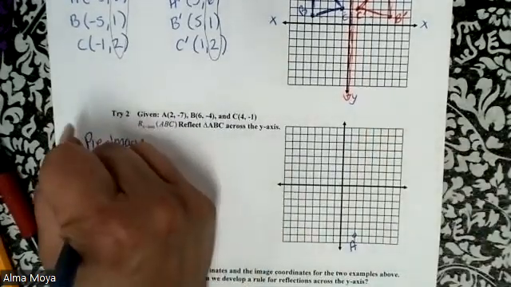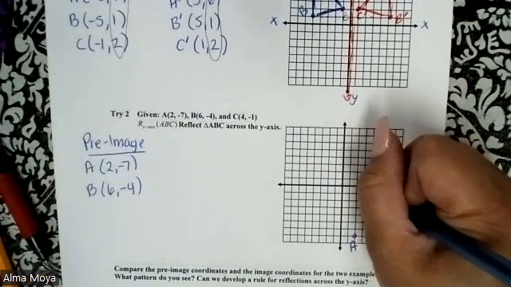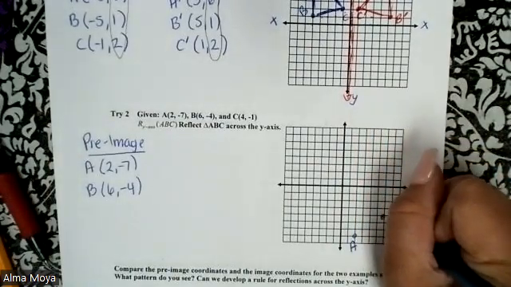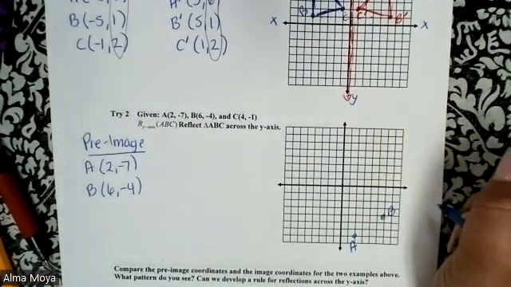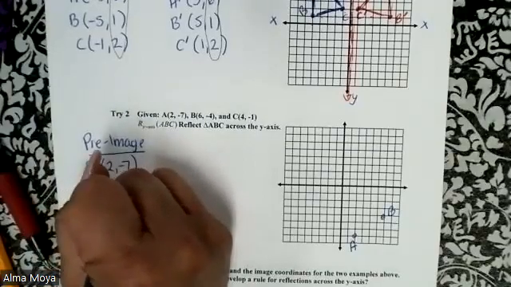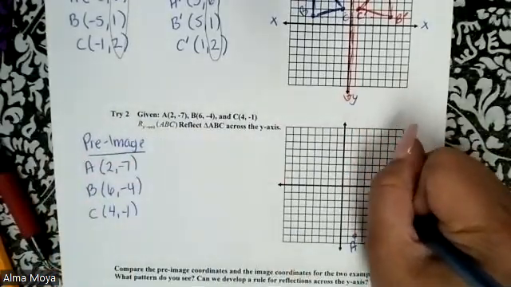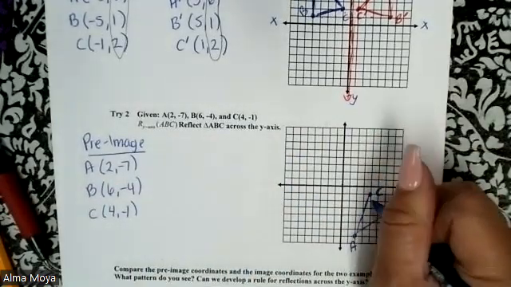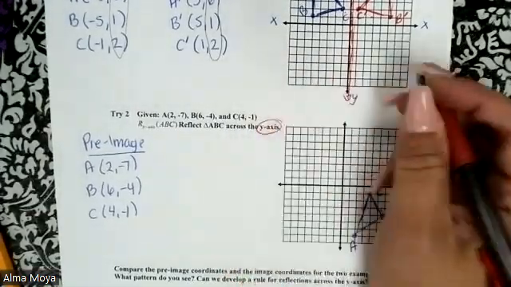Then I have the point (6, -4). 1, 2, 3, 4, 5, 6, 1, 2, 3, 4. That's going to be my B. And then my C is the point (4, -1). 1, 2, 3, 4, -1. That's my C. And you are reflecting it once again across the y-axis.